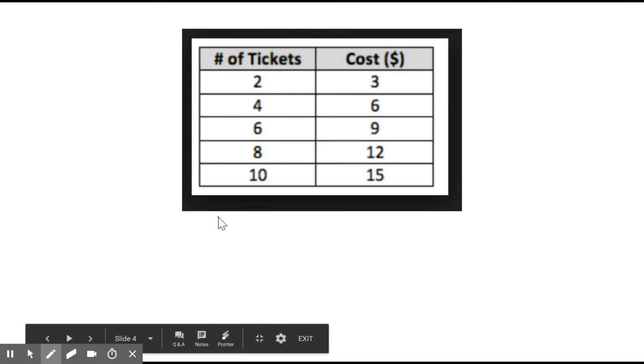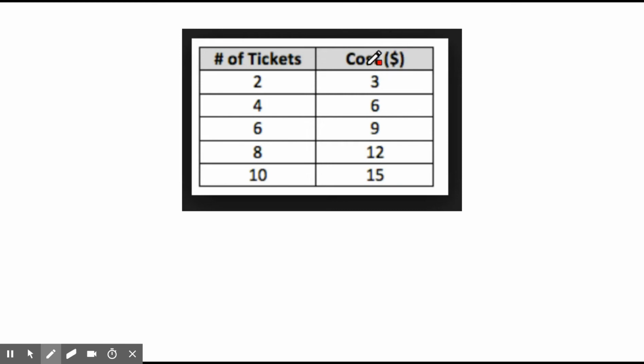Okay, here's another one. Again, number of tickets and the cost. When you're trying to figure things out, you have to read the word problem. So again, this is my Y, and then over here is my X. If they tell you that the table is proportional, you don't have to divide all of them out. But again, you're going to start with m is equal to y over x. You're going to find the y, and I'm going to do 3 divided by 2, and that is equal to 1.5.